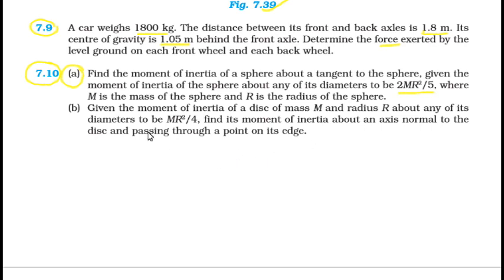And the second question, in part B, we have: given that the moment of inertia of a disk of mass m and radius r about any of its diameter is mr square upon 4, find the moment of inertia about the axis normal to the disk and passing through a point at its edge. So let us see the solution.